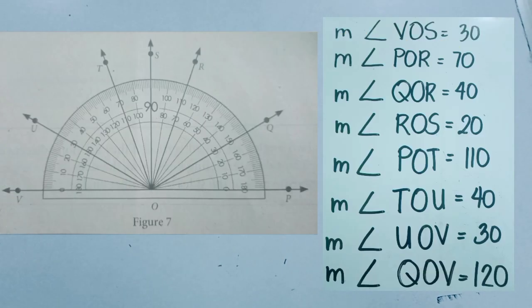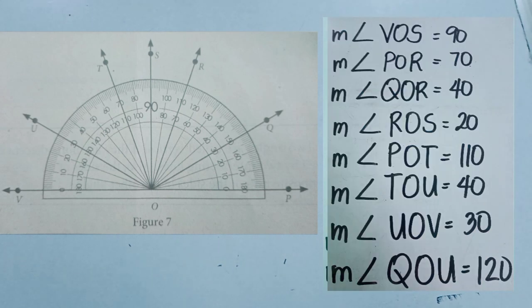The measure of angle VOS is equal to 30 degrees. The measure of angle POR is equal to 70 degrees. The measure of angle QOR is equal to 40 degrees. The measure of angle ROS is equal to 20 degrees. The measure of angle POT is equal to 110 degrees. The measure of angle TOU is equal to 40 degrees. The measure of angle UOV is equal to 30 degrees. And the measure of angle QOV is equal to 120 degrees.